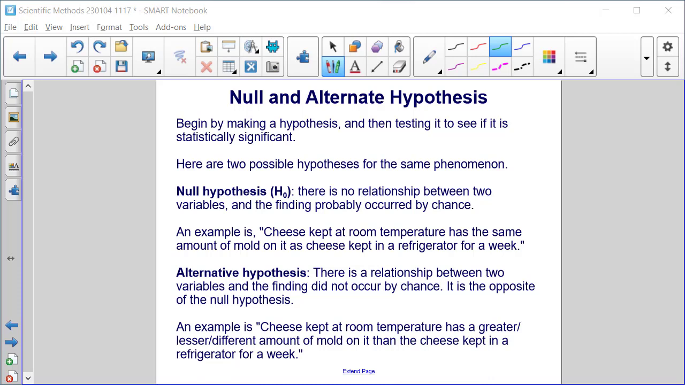The null hypothesis is when there is no relationship between two variables and the finding probably occurred by chance. An example is, cheese kept at room temperature has the same amount of mold on it as cheese kept in a refrigerator for a week. An alternative hypothesis is there is a relationship between two variables and the finding did not occur by chance. It is the opposite of the null hypothesis. An example is, cheese kept at room temperature has a greater, lesser, or different amount of mold on it than the cheese kept in a refrigerator for a week.